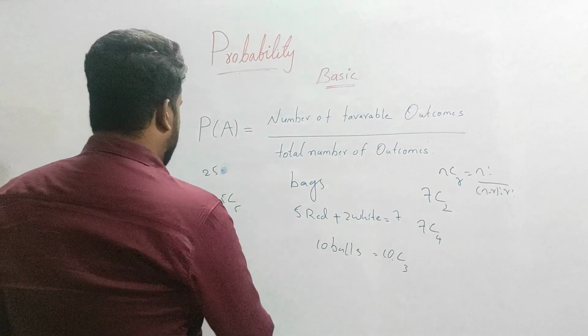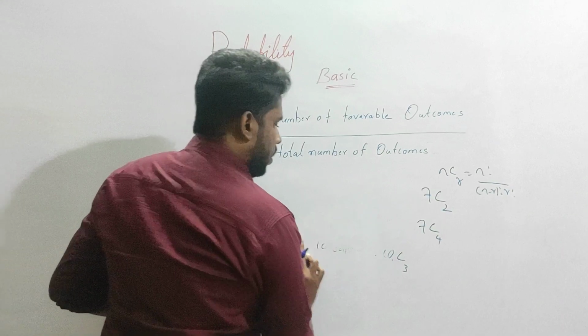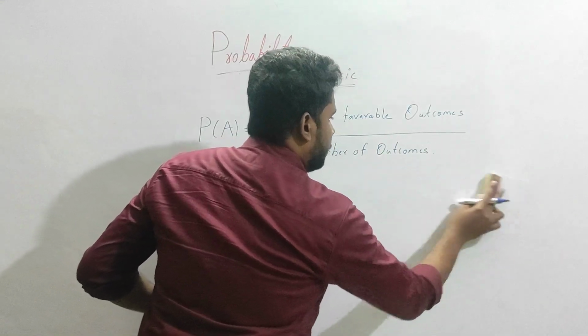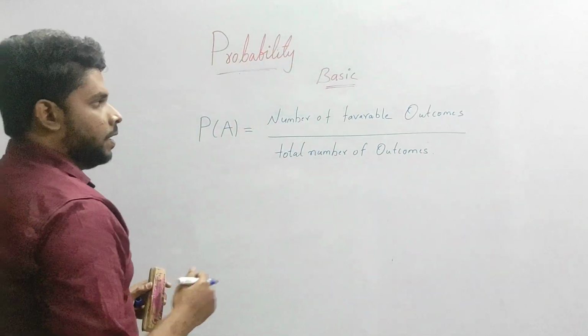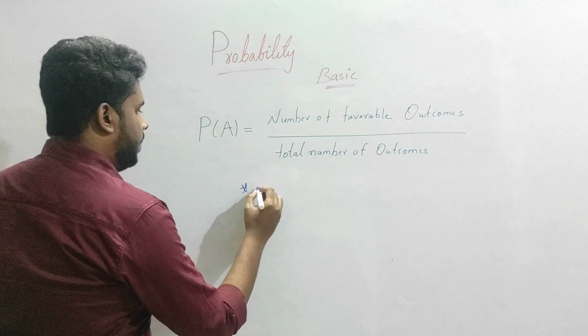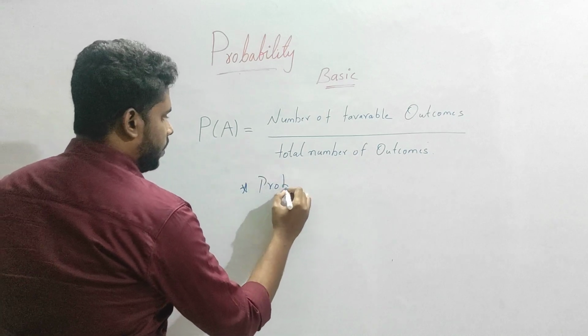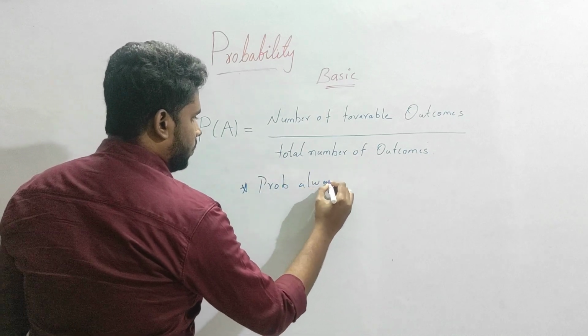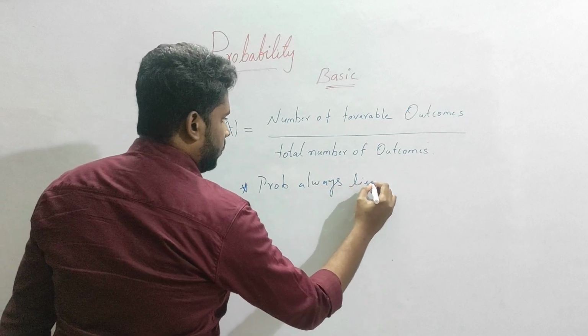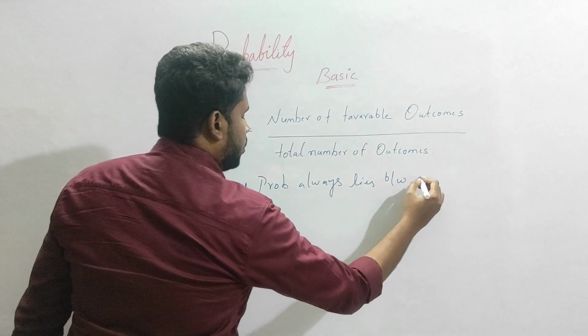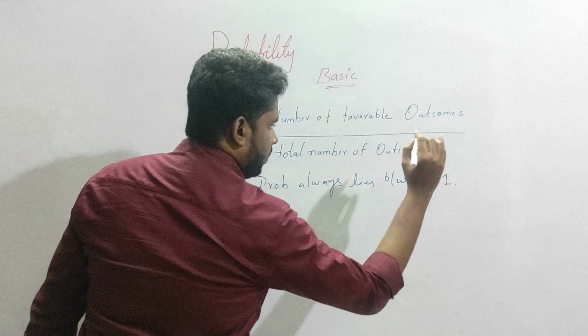Okay, this is about the bags and dice and coin problems. Now let's see more about the basics of probability. One thing you should know, probability always lies between 0 and 1.